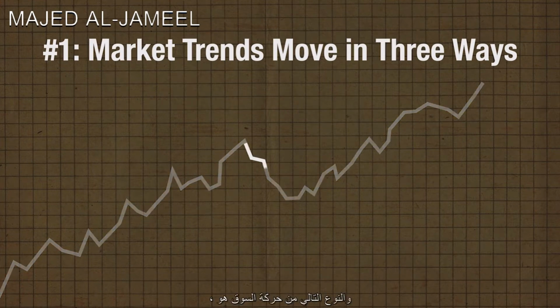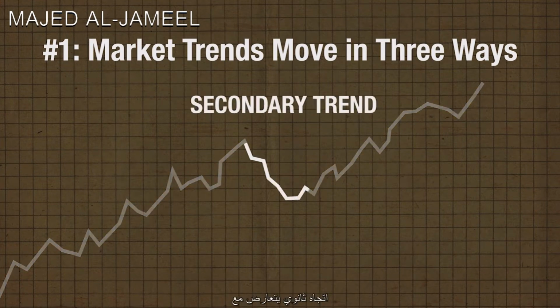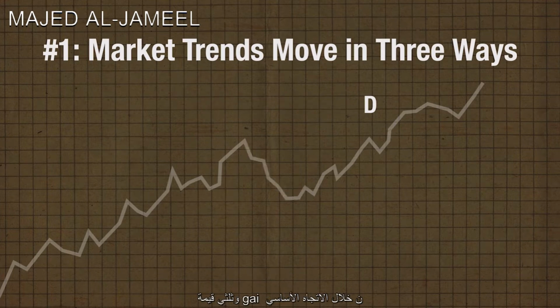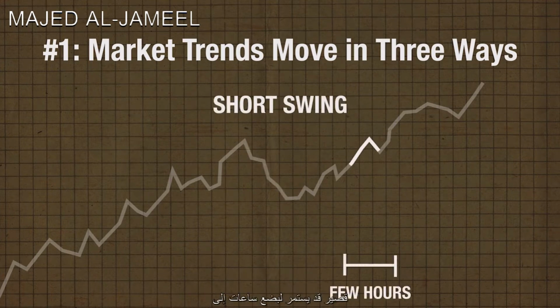The next type of market move is a secondary trend that runs counter to the primary trend. A secondary trend might last anywhere from 10 days to 3 months, and it usually loses between 1/3 and 2/3 of the value gained during the primary trend. The third type of move is a short swing, which might last for a few hours to a month. Charles Dow referred to these moves as noise, meaning they were insignificant.